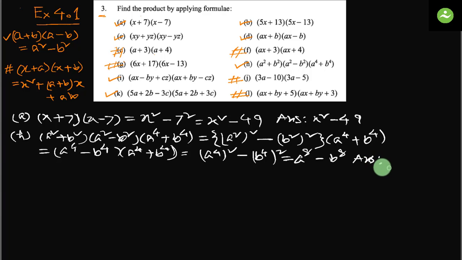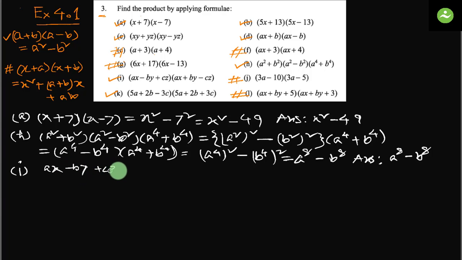Answer: a to the power 8 minus b to the power 8. Okay, now we do the next one, h, and then I would like to do the I. You see here I marked this tick. So this is again a plus b, a minus b. Okay, let's do it.